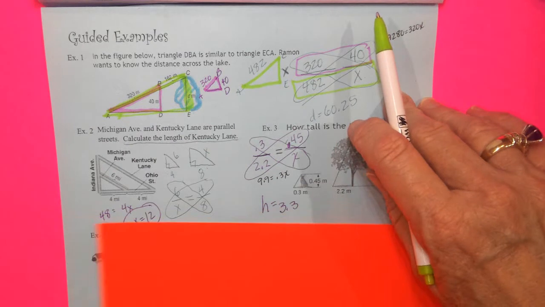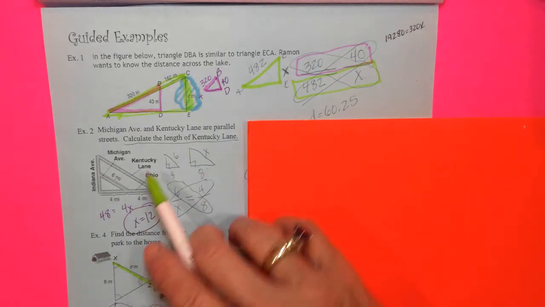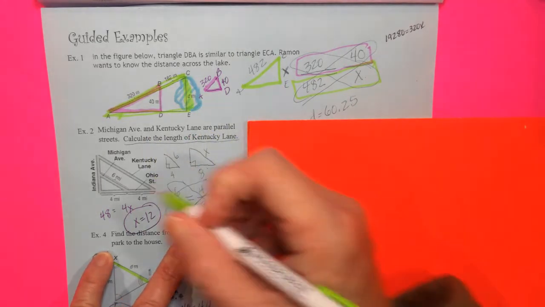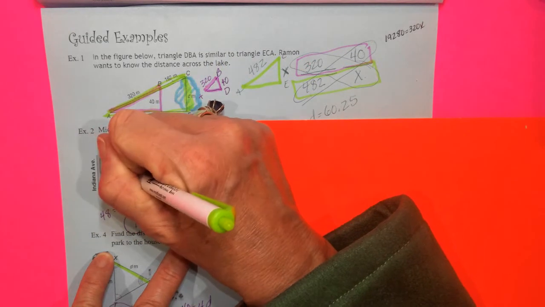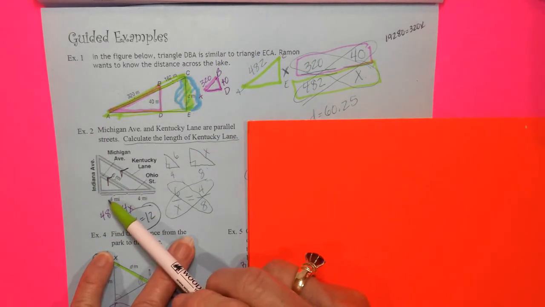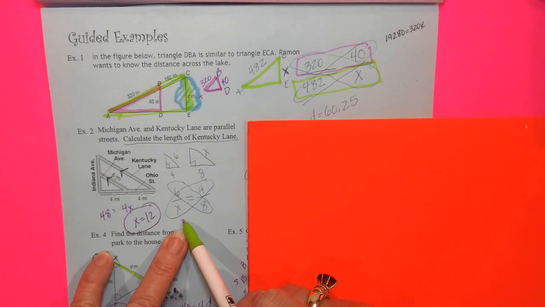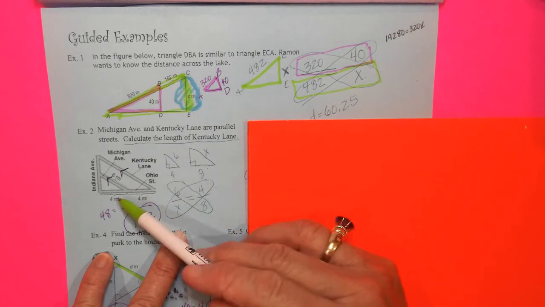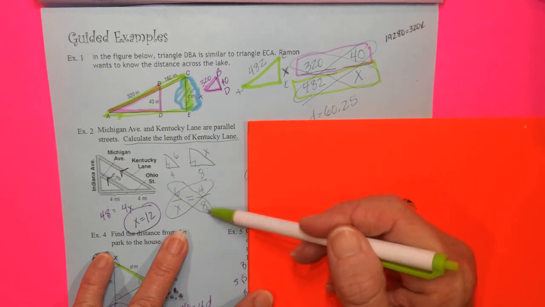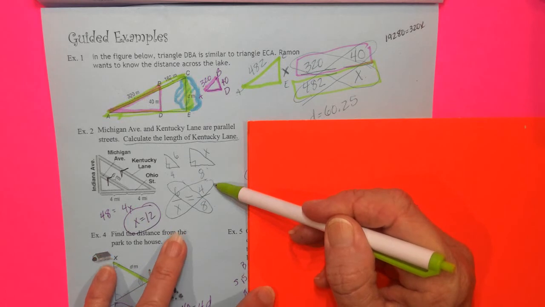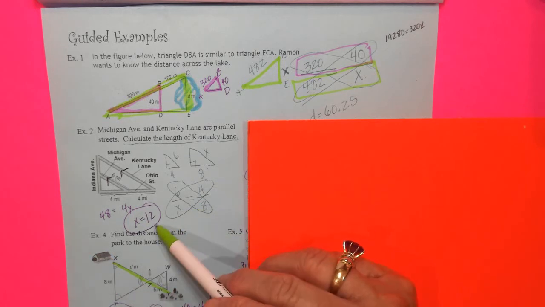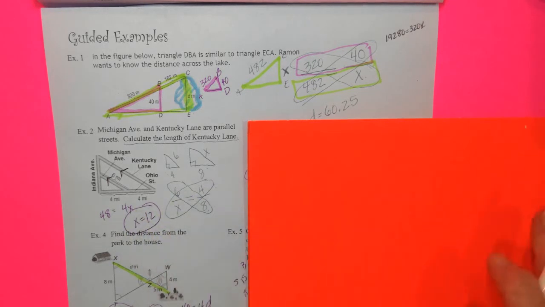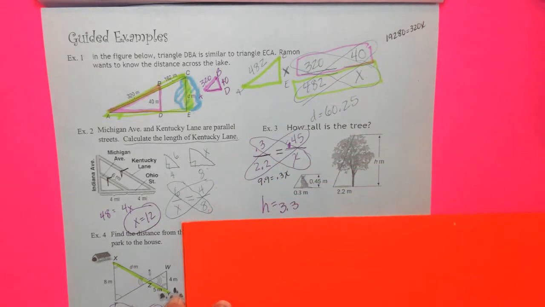Another example here. Here's number 2. Michigan Avenue and Kentucky Lane are parallel streets. So let's put our little arrowheads on them. Okay, so we have 6 is to x. Those are the two bottom sides. As 4 is to 4 plus 4, 8. Cross multiply, 24 is to 4x. Divide both sides, and you get 48. 6 times 8, 48 equals 4x. Divide both sides by 4. X is 12.